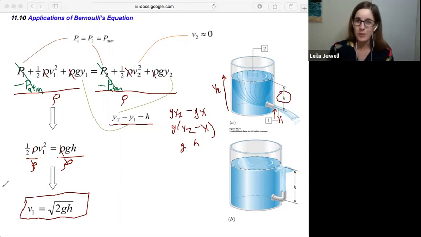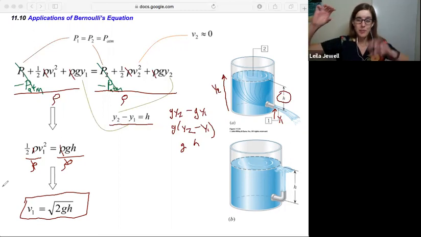This is an equation we've seen before, right? This popped up in, for instance, our conservation of mechanical energy. When all of our potential energy became all kinetic energy, we found that the speed at the bottom of the ramp was the square root of 2gh.